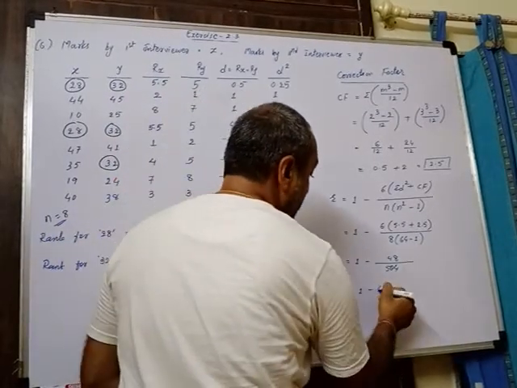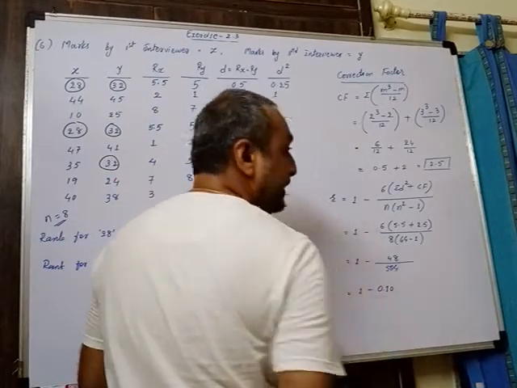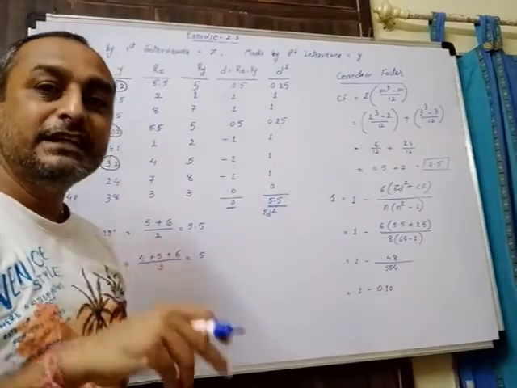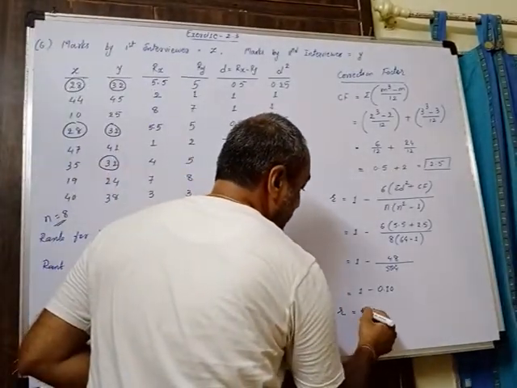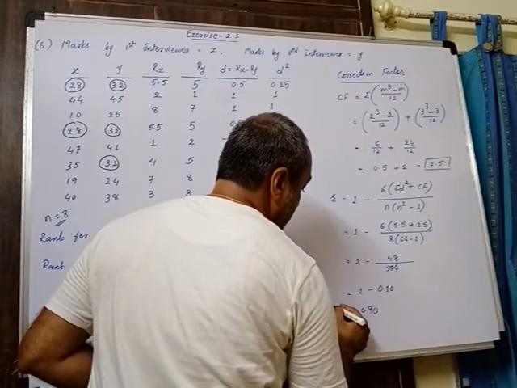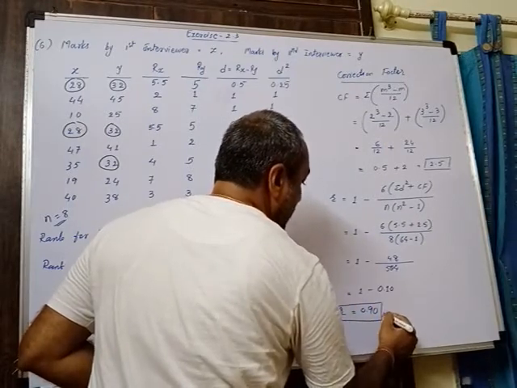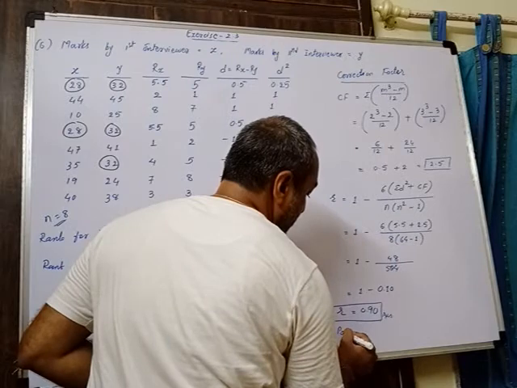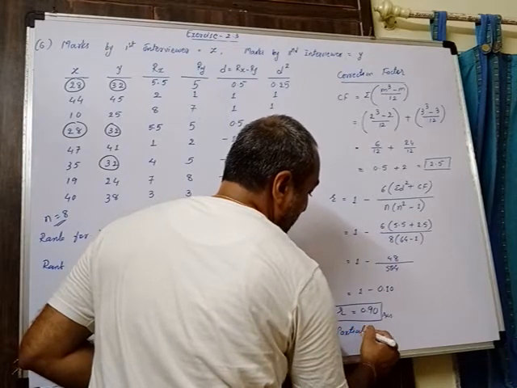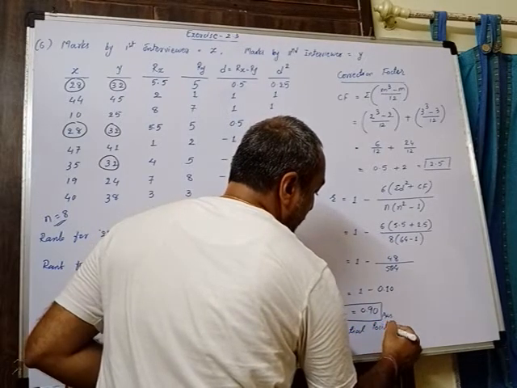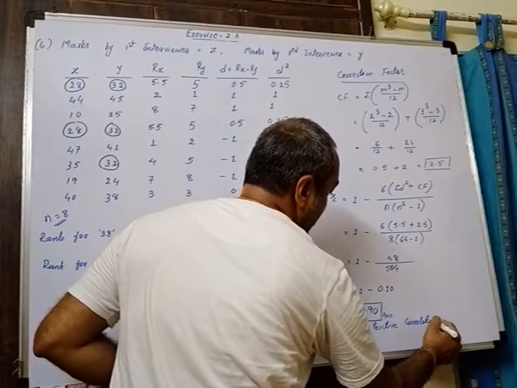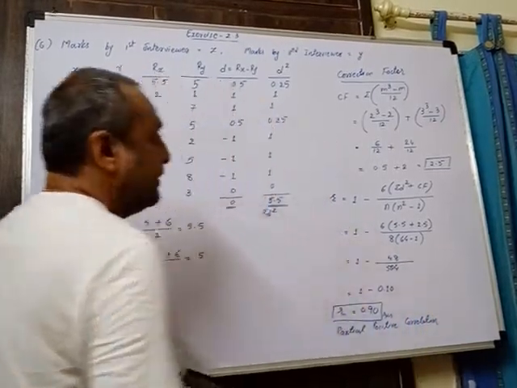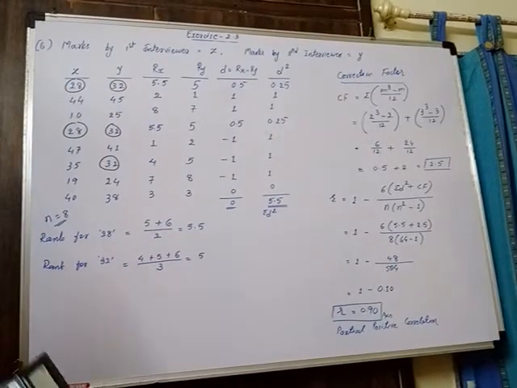So I am taking it as 0.10 instead of 0.09, since 1 is added. So it is 0.10. And 1 minus 0.10 is equal to 0.90. This is your rank correlation. And what is the type of rank correlation? Partial positive correlation. This is your answer for question number 6.